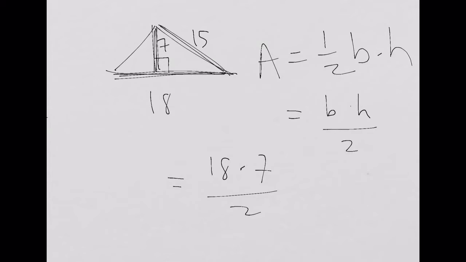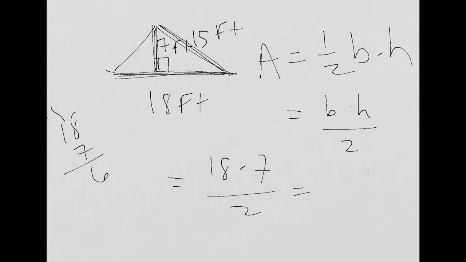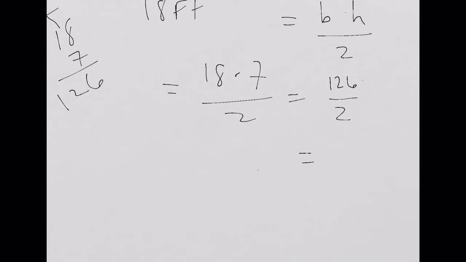My units were feet, so I'll make sure I remember this, because if I'm looking at area, my unit's going to be feet squared. So we have to do 18 times 7, so I'll do it off to the side. So that's 56, and 7 plus 5 is 12. So I get 126 divided by 2, which is equal to 63, and again my units are feet squared.